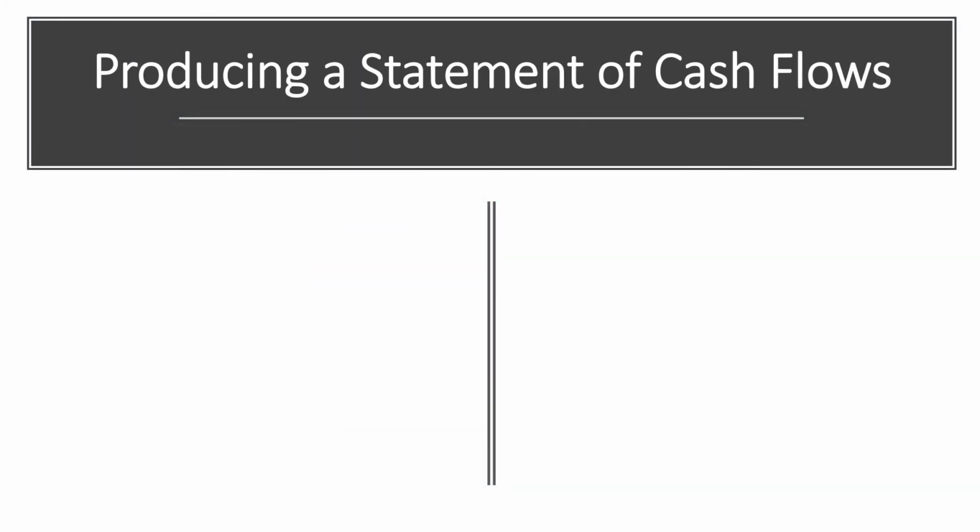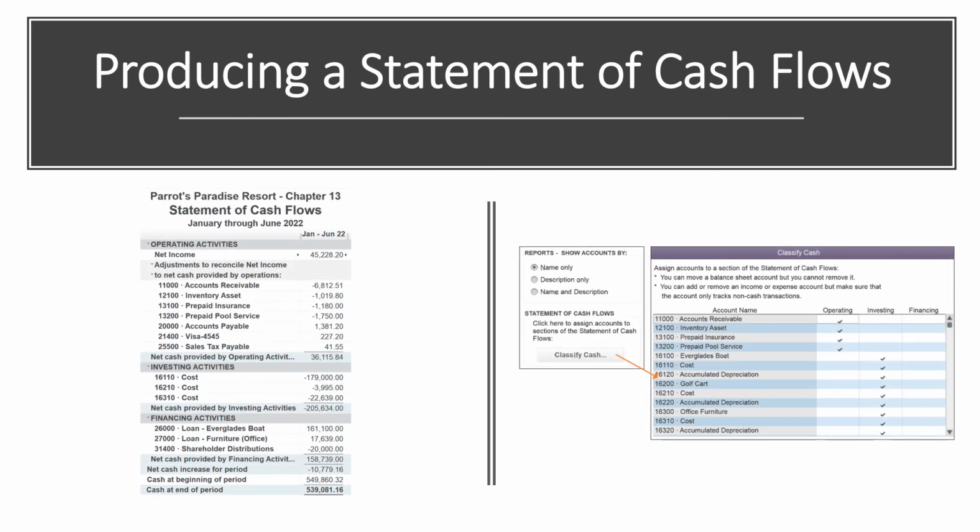Producing a statement of cash flows. The statement of cash flows is a financial report that's been required under GAAP since 1987. It plays an important part in showing how viable a company is in the short term. This helps stakeholders determine whether the company will be able to pay its bills, payroll, and other expenses. It also indicates the financial health of the company.